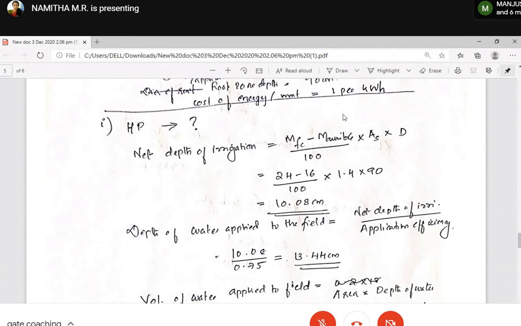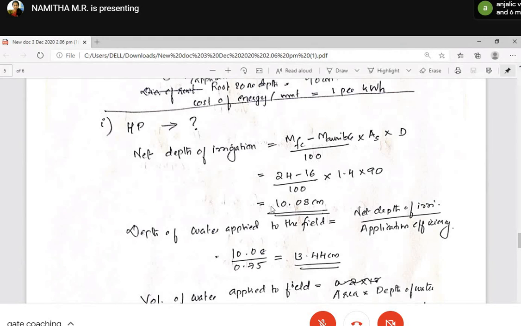This equation we have studied in the last GATE coaching class. So this is the equation for net depth of irrigation to be given. The total irrigation depth required is (MFC minus M available) divided by 100, into apparent specific gravity, into root zone depth. That is the change in moisture content into apparent specific gravity into depth of the root zone. So all these quantities are given here. You can calculate it as 10.08 centimeter. Total depth of irrigation needed is 10.08.